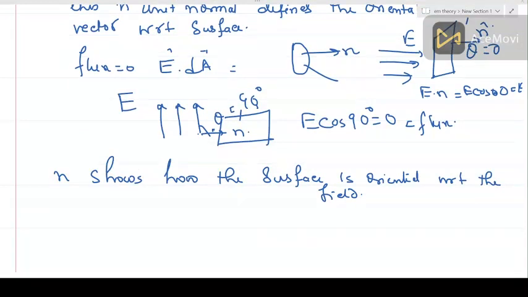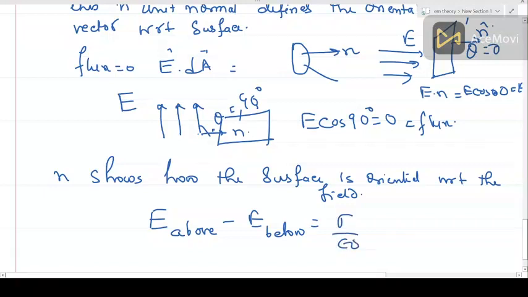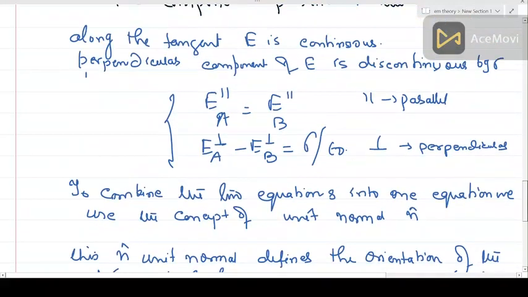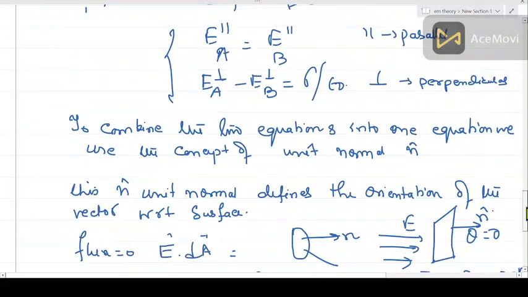So to combine these two equations in a single formula, we write the electric field above minus the electric field below the surface. It is sigma by epsilon naught times the unit vector n. Now we have combined the two situations, or you can say these two conditions that I described here.